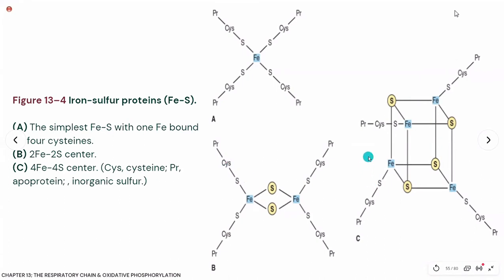And this one is more complex. You have 4 sulfurs, 4 irons, and 4 cysteines. Okay, so this is just to show you. That's iron sulfur proteins, component of your FAD and FMN.